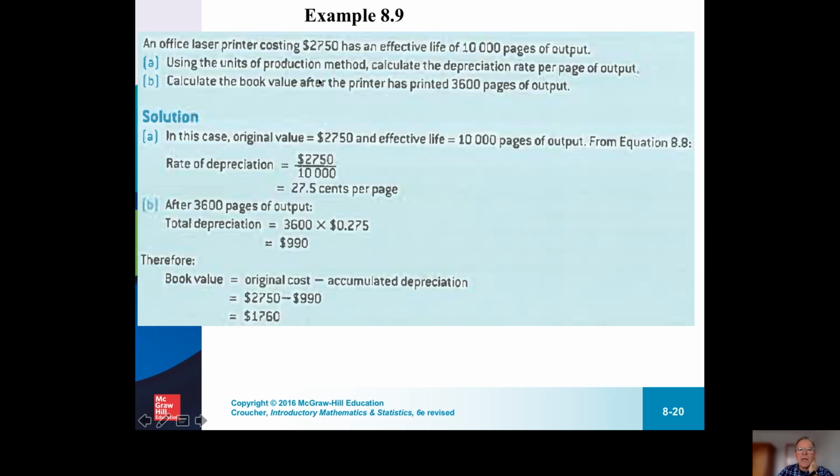And then it says, okay, what's the depreciation, or calculate the book value after it's printed 3,600 pages. So depreciation at that point would be 3,600 pages at that 27.5 cents. Gives us $990. Pick up the value of the asset, original cost minus depreciation. There would be its carrying amount or book value.